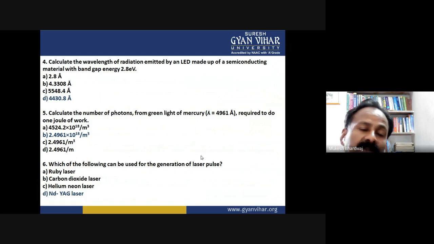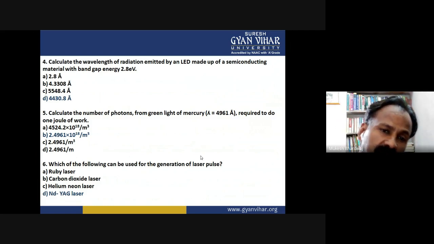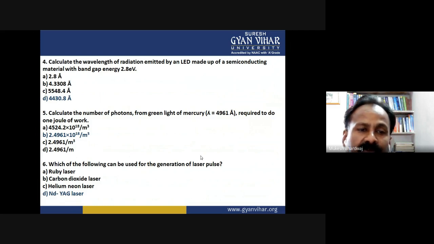Calculate the wavelength of radiation emitted by an LED made up of semiconducting material with a given band gap energy. We have calculated the formula: wavelength equals hc over E. You need to put in the values of the Planck constant, the velocity of light, and the energy. The band gap energy is given as 2.8 electron volt. Directly put the band gap energy in that formula, and you will get the wavelength, which comes out to be 4430.8 angstrom. Calculate the number of photons from green light of mercury required to do 1 joule of work. Apply the formula, get the result.